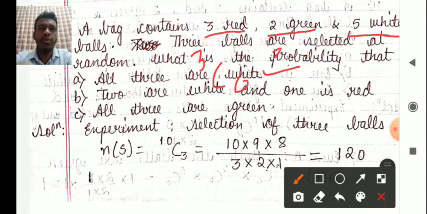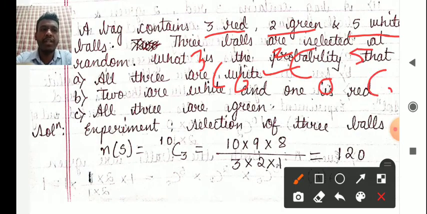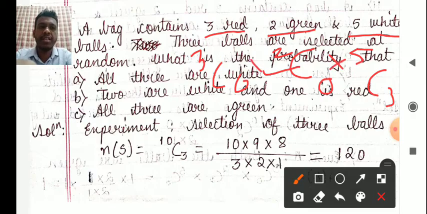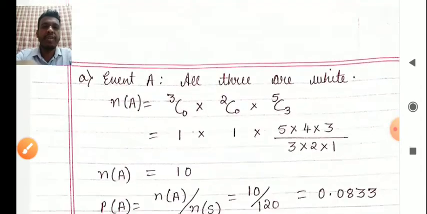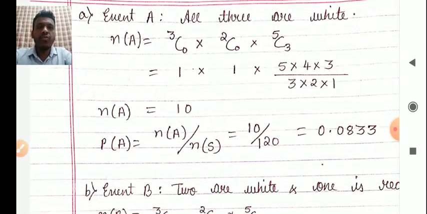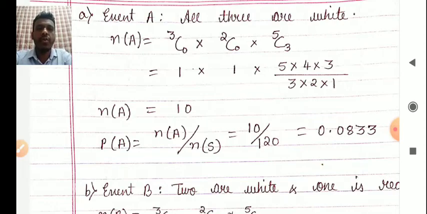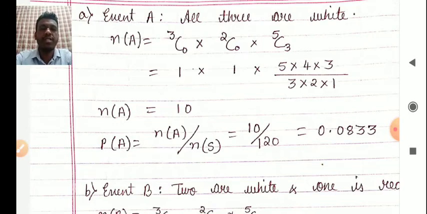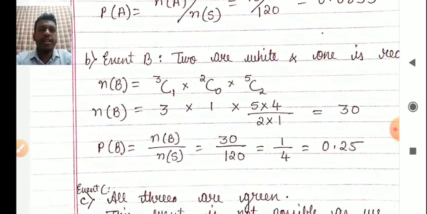3C0, 2C0, and this becomes 5C3, and just multiply this. So that is what we are doing in the next step. Event A: 3C0, 2C0, 5C3. If you solve this, you will get n of A is equal to 10, and probability of A is equal to n of A upon n of S, which is equal to 10 upon 120, which is equal to 0.0833.